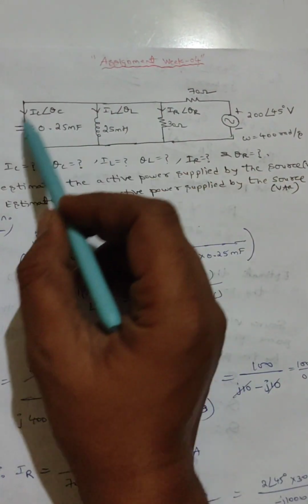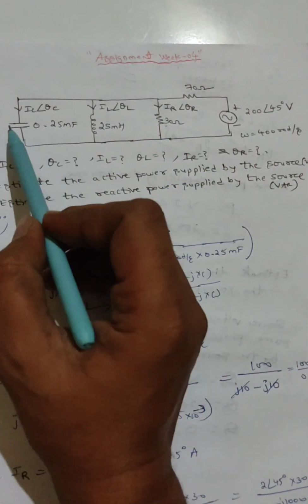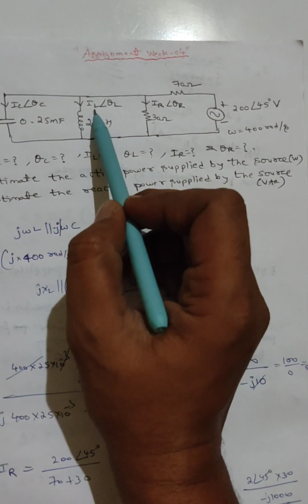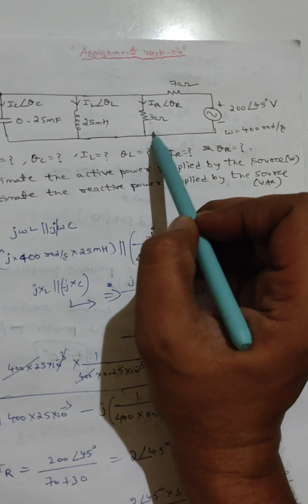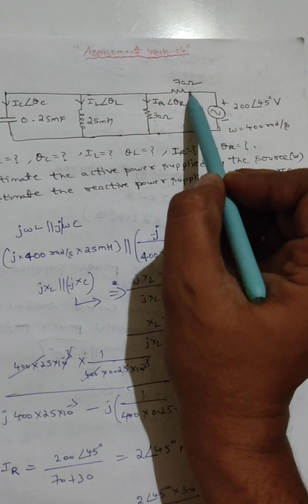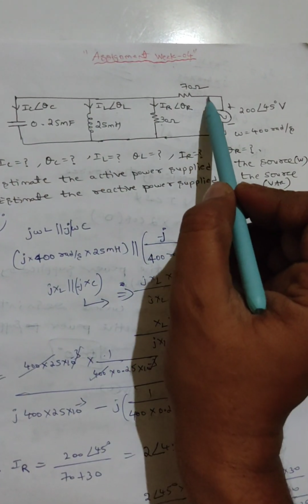For this particular question, they have given the current flowing in each parallel branch, that is current in the capacitor IC at an angle theta C, current through the inductor IL at an angle theta L, and current through the resistor IR at an angle theta R. Some supply current flows here. That supply current will divide into all these branches. Adding all these currents, you will get the supply current.